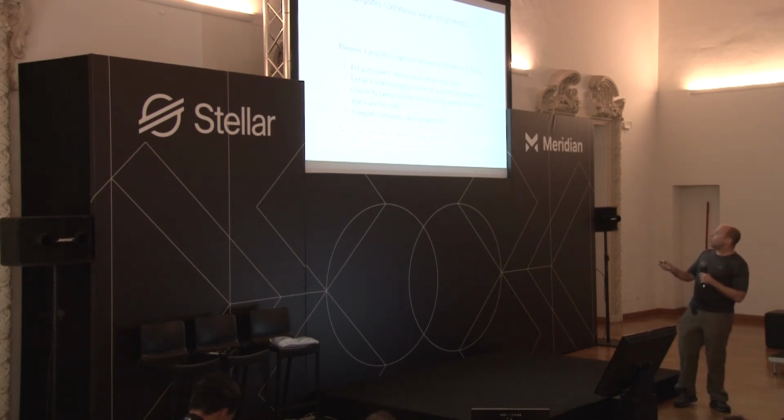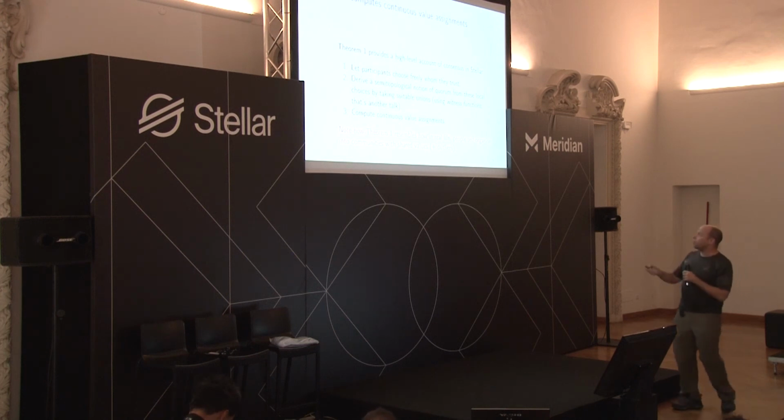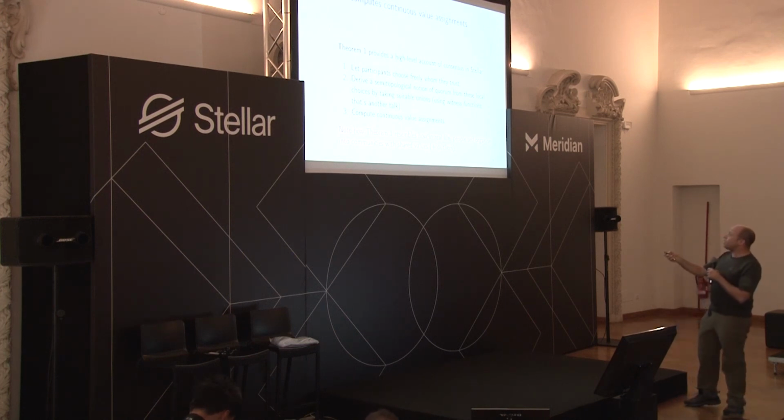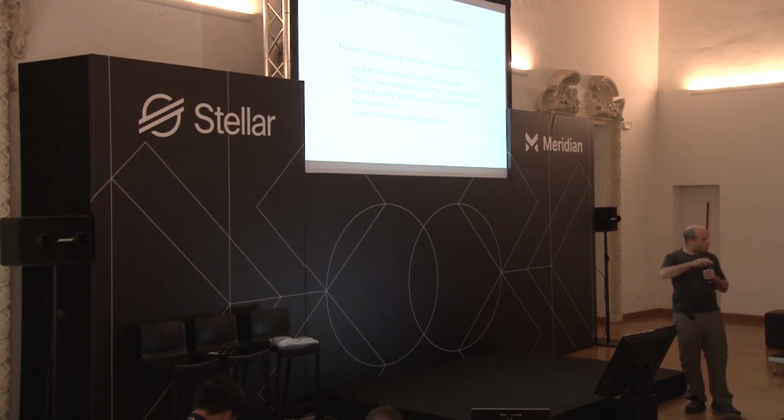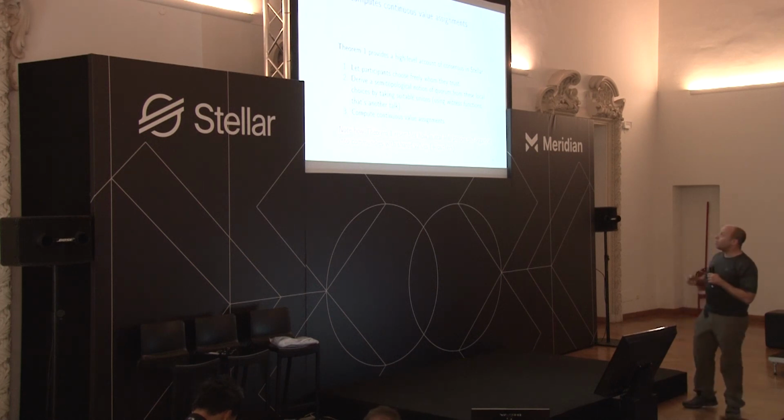So, Theorem 1 provides a high-level account of consensus. You let participants choose freely whom to trust, derive a semi-topological notion of quorum, which these witness functions are the slices. This is a part of the research that I don't have time for. It's another talk. And then you just compute continuous value assignments. So at a very, very high level, that's an overview of how Stellar consensus works.